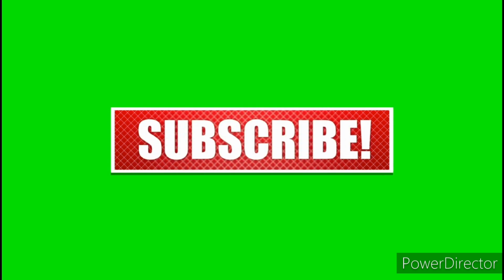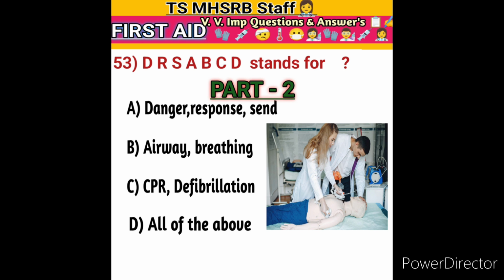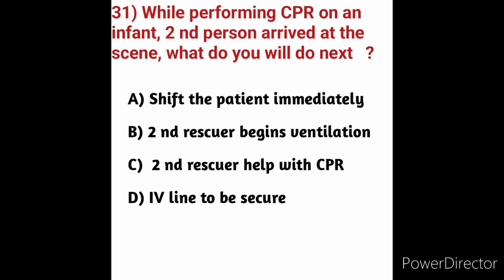Let's move on to the topic. Now we are going to discuss part 2 in the first aid topic, questions 31 to 60. While performing CPR on an infant, a second person arrived at the scene. What do you do next? Option A, shift the patient immediately. Option B, second rescuer begins ventilation. Option C, second rescuer helps with CPR. Option D, IV line to be secured.